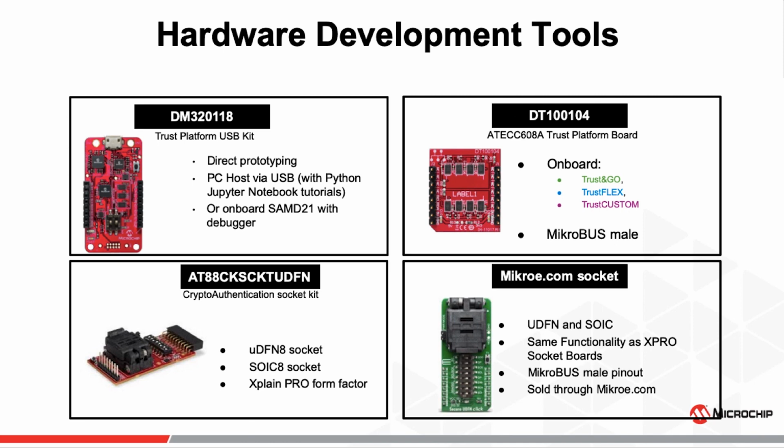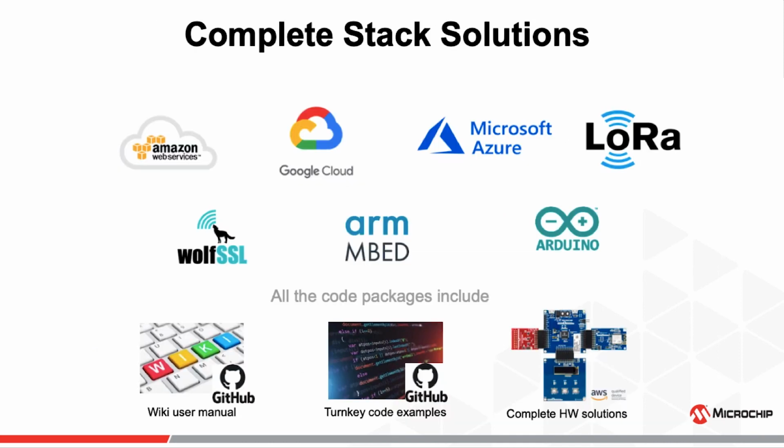If those 3 devices alone are not enough and you manage to mistakenly lock them or whatever, you can use this add-on board, which also has multi-variants or multi-options of Trust&GO, TrustFLEX, and TrustCUSTOM. Here you see 8 devices. If that's still not enough, you have a socketed option you can buy from microe.com that you snap on top of the Trust Platform USB kit. And if you're more comfortable to work with the Xplained Pro form factor, we also have a socketed version for that port.